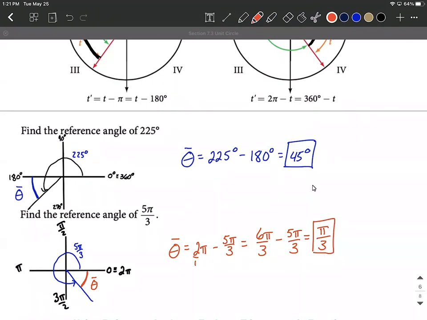Again, understanding how to make these computations is going to be really important as we move forward, and in subsequent videos we'll use these reference angles to get more extra information. All right, good luck.